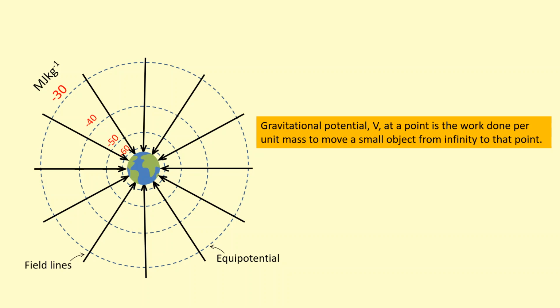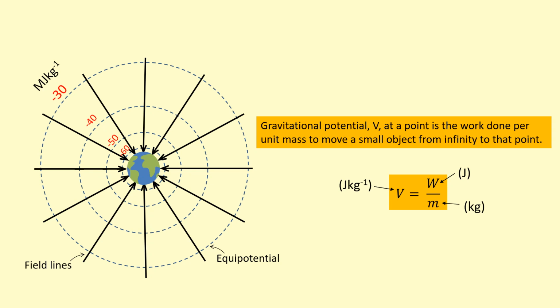It's given the symbol V, and gravitational potential at a point is the work done per unit mass to move a small object from infinity to that point. Okay, we'll look at what this means in a second. So the equation for this would be work done per unit mass. Work done is just another way of saying energy in joules. Mass is in kilograms. So therefore, the gravitational potential is going to be joules per kilogram. But in the case of planets and so on, we'll use megajoules per kilogram or even gigajoules per kilogram.